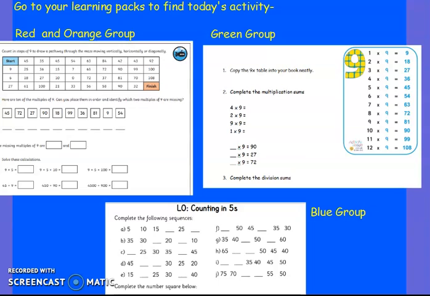Now in the learning packs that you collected from school on Friday, you will have got some sheets that look like this. If you're in red or orange group for maths, you will have got an activity sheet with lots of questions using the 9 times table. Green group challenge looks like this, and blue group are doing something similar but with the 5 times table. Please find this sheet in your pack and have it next to your exercise book ready to start your learning.